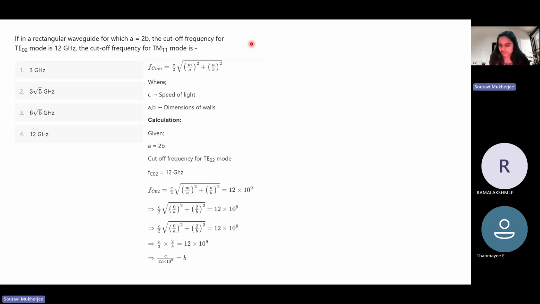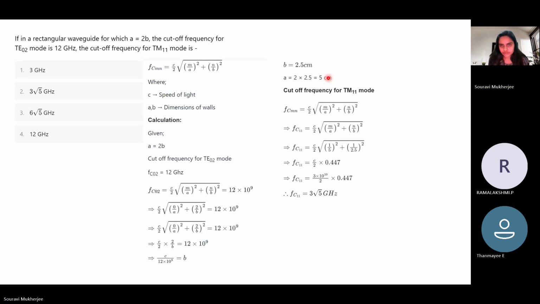It's very standard, right? Let me just tell you the answer and we can get going. Once you know B, A is equal to 2 into B. Then put A and B here, putting M and N as 1, and you can get the answer. If this is your B, A is 5, put in the values, and this is what you get. So that's your cutoff frequency for the TM11 mode.